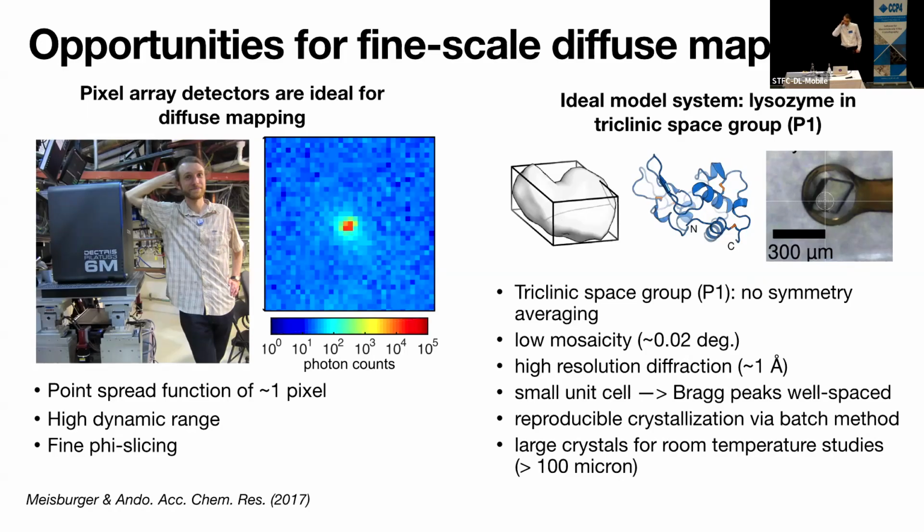And then we also chose a model system that was well suited to this question. That was lysozyme in the triclinic space group. The reason we chose P1 is there's no symmetry averaging of the diffuse pattern, so it's easy to interpret. This crystal had very low mosaicity, high resolution diffraction, small unit cell. That means the Bragg peaks are far apart, so you get lots of samples. And we could grow pretty large crystals, which is important because we wanted to measure at room temperature.